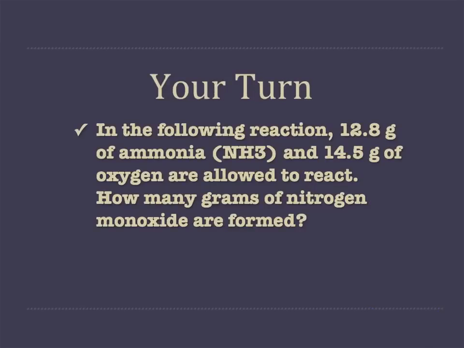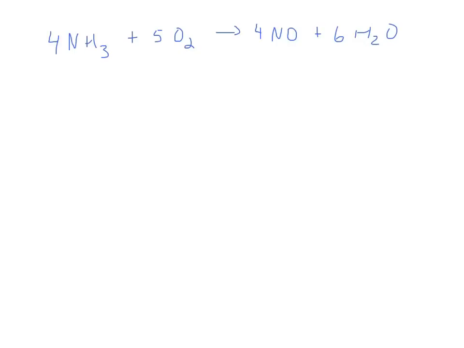All right, here's your turn. Try this one. 12.8 grams of ammonia and 14.5 grams of oxygen are allowed to react. How many grams of nitrogen monoxide are formed? And just so you know, the other product is water. I want you to see if you can write that equation and then work on that problem. If getting that equation was a little problem, here's the equation. You can once again stop the video and do this problem yourself.